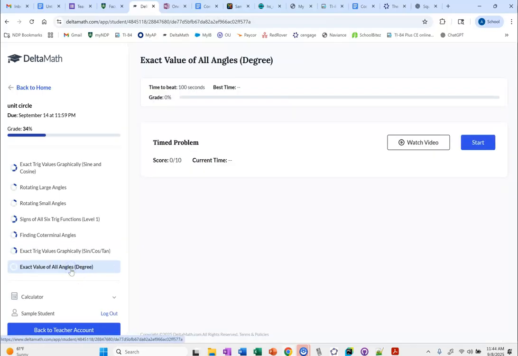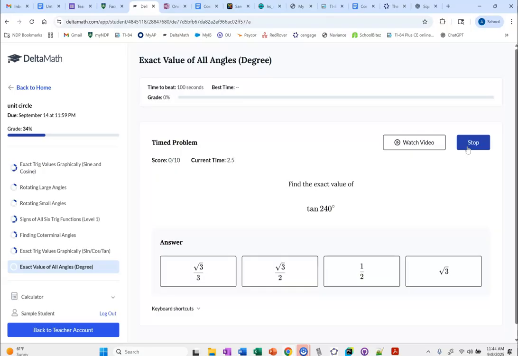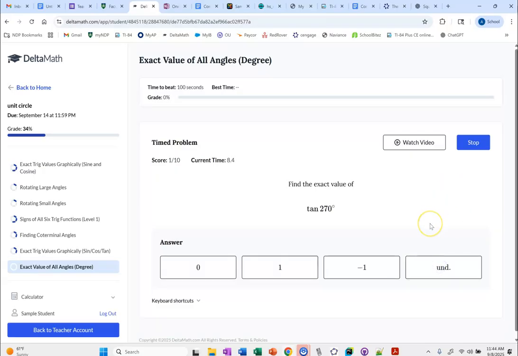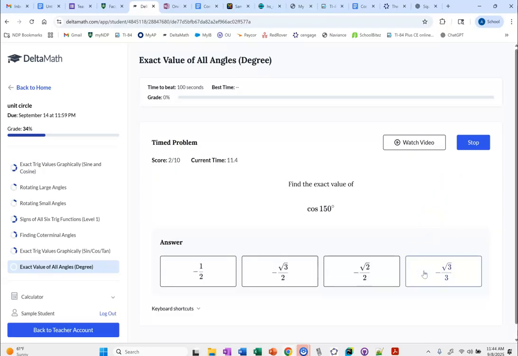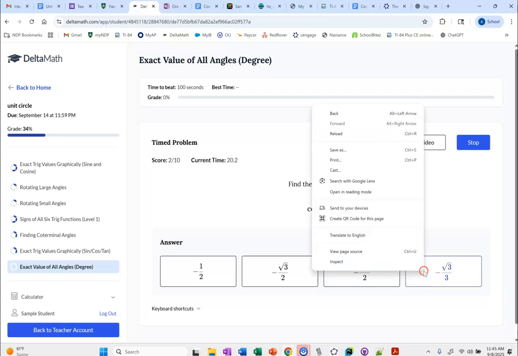And our last question type is asking us to use our unit circle to find exact values. And it's one of these timed ones where you have 100 seconds to get 10 in a row correct. Just practicing looking these things up off the unit circle. So if I look at this, what's it look like? Tangent at 240. 240, y over x is this guy. Tangent 270, we just did it. Cosine 150. 150 is 1/2 over negative root 3 over 2. So that's going to be that one.